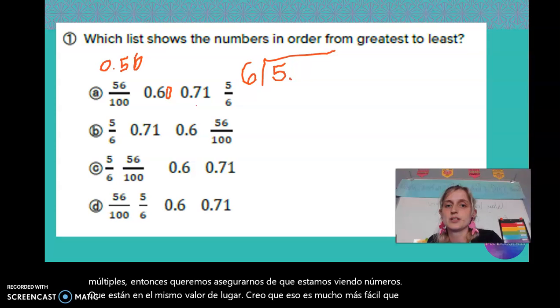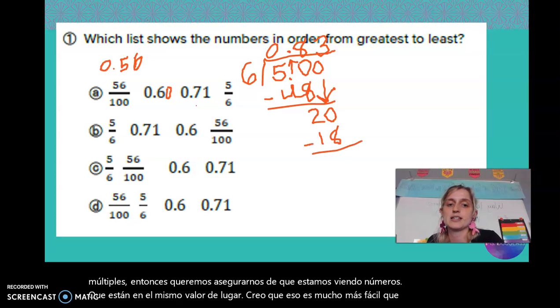You add a decimal. You raise it to the roof. You add some zeros. 6 goes into 5 0 times. 6 goes into 50 8 times: 6, 12, 18, 24, 30, 36, 42, 48. Subtract. That gives you a remainder of 2. So you bring down the next 0. 6 goes into 20 3 times. 3 times 6 is 18. 20 minus 18 is 2.